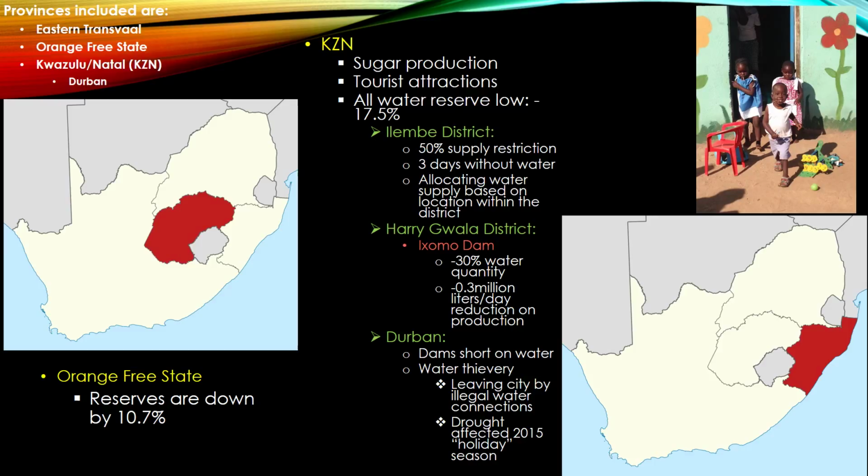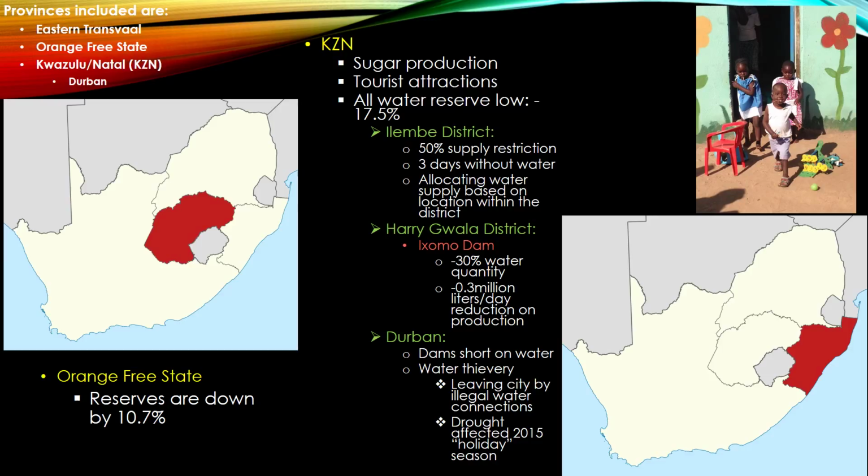Problems in the KZN right now: one of the biggest problems is that this province provides the most sugar for South Africa, and it's a very high tourist trap area. But all their water reserves are being depleted. They are down as low as 17.5%. And this province is actually the worst affected by the drought throughout the entire country.